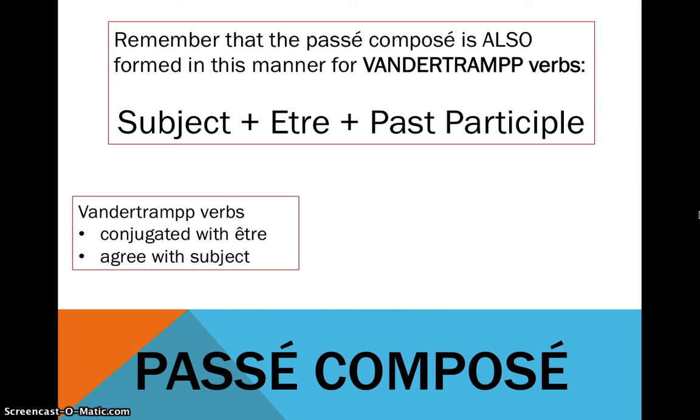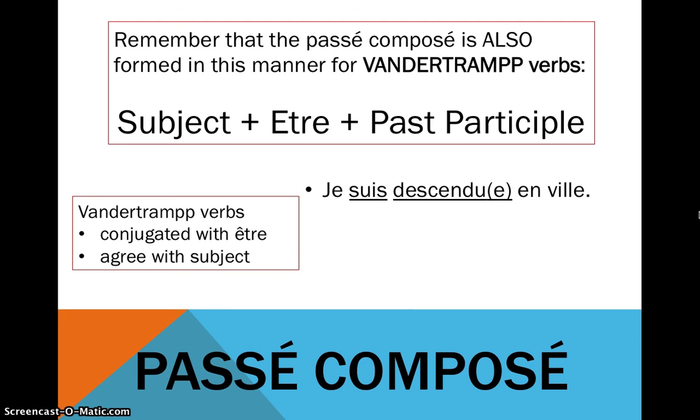Also remember that there are some special verbs, and we call them Vandertramp verbs, that instead of avoir, they use être as their helping verb. So the thing to remember about these Vandertramp verbs is that one, they're conjugated with être, and two, the past participles have to agree with the subject.